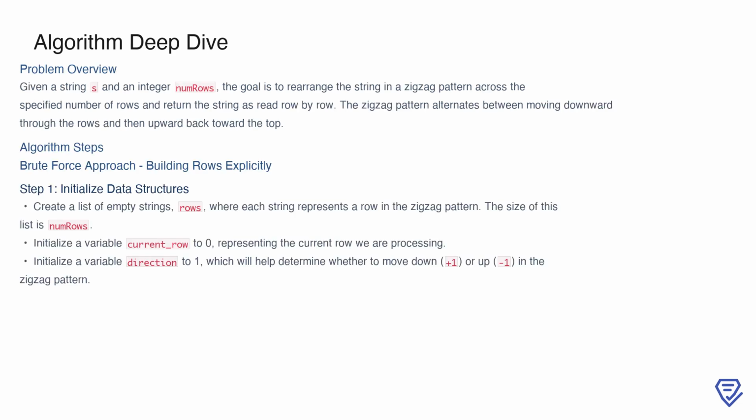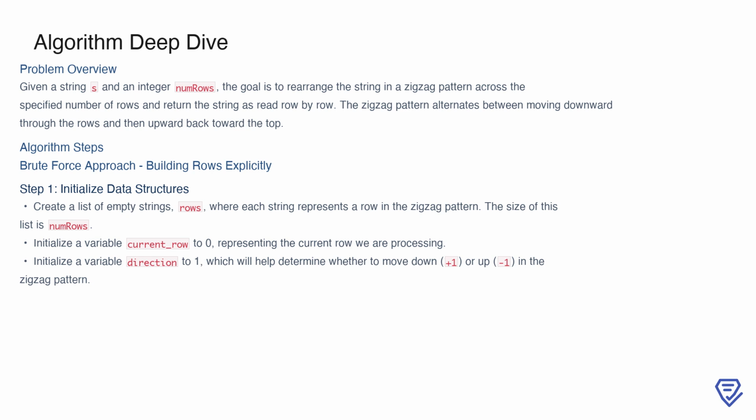To solve the zigzag conversion problem, the goal is to rearrange the characters of a given string S into a zigzag pattern across a specified number of rows, and then read the characters row by row to produce the final output. The zigzag pattern alternates between moving downward through the rows and then upward back toward the top, creating a zigzag traversal. One way to approach this problem is by explicitly building the rows of the zigzag pattern step by step. First, we initialize the necessary data structures.